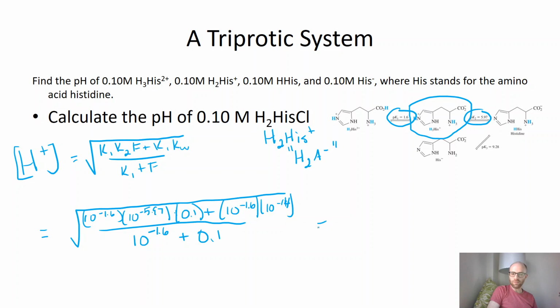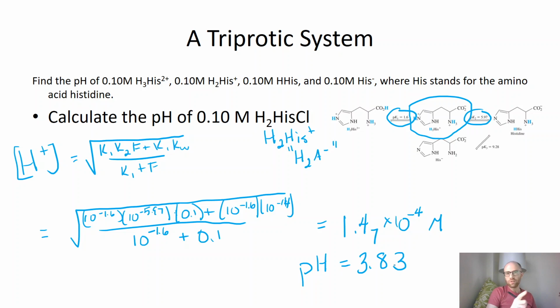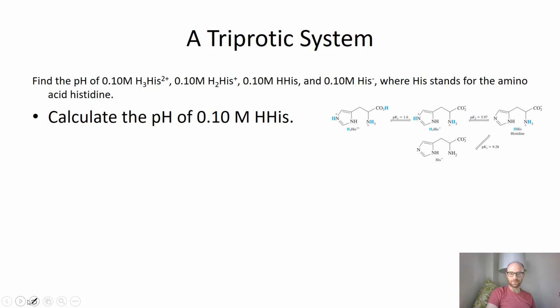When you plug all of this in and put it in your calculator, what you should get is 1.47 times 10 to the minus fourth molar, which would give you a pH value of 3.83. This should make sense because this is less acidic than the last form, and since you're starting with one fewer H and starting at K2 as your first deprotonation, that should logically follow.